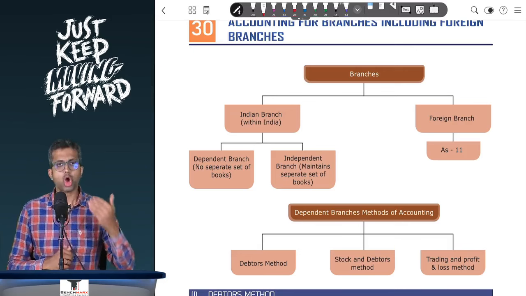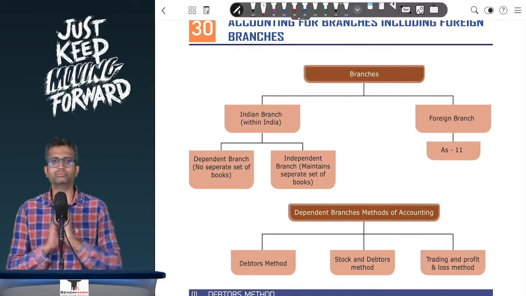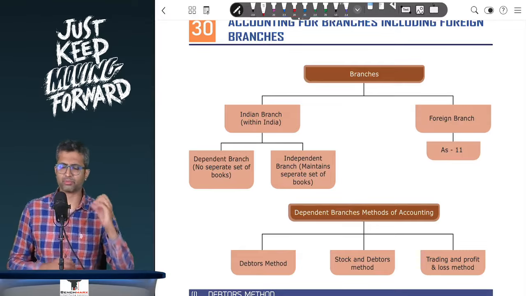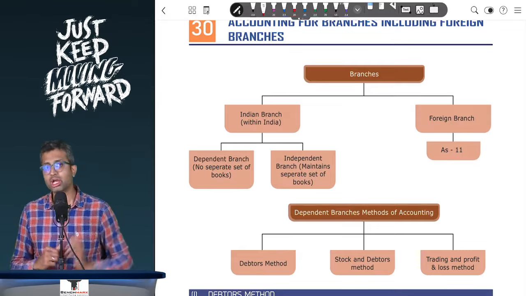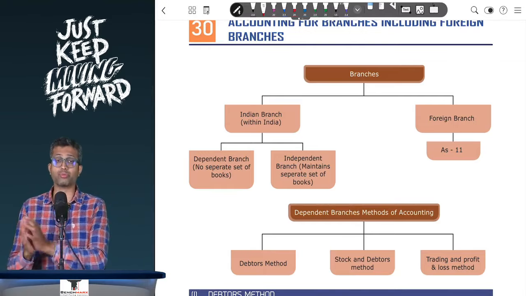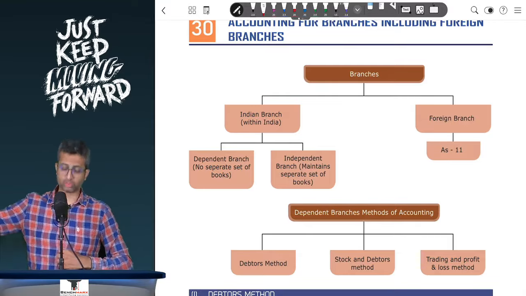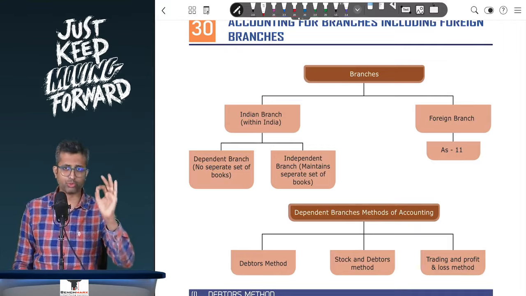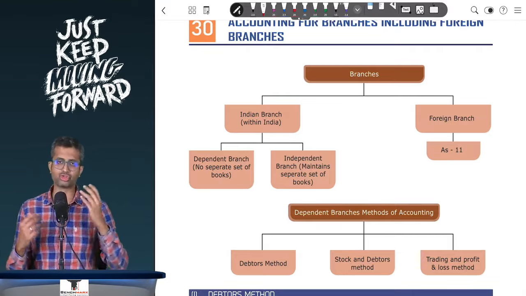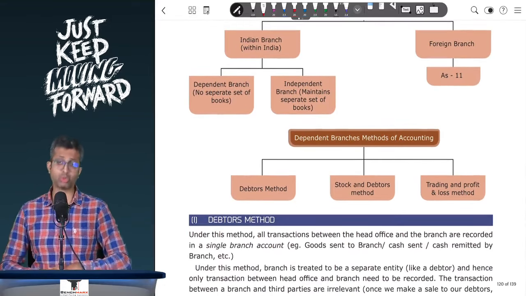On the other hand, you have an independent branch, where it's a fairly big branch, and hence it can afford an accountant, and a separate set of books and accounts can be maintained. So first we'll focus our understanding on how you account for Indian dependent branches, then you go to independent branches, and then you go to foreign branches. Just a disclaimer before you go to foreign branches, be sure that you have touched upon AS 11 for foreign exchange conversion principles. So let us go to the accounting for dependent branches.